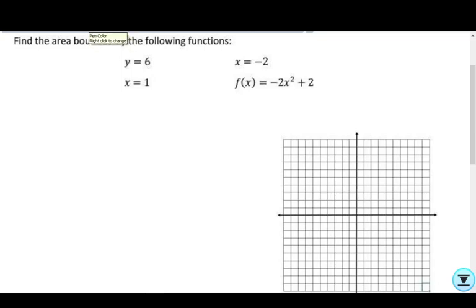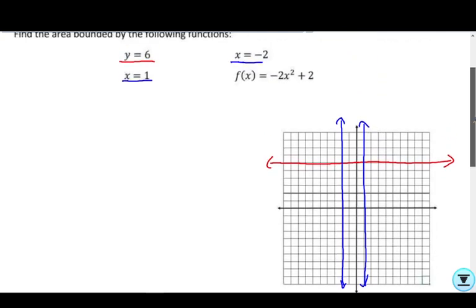One of the things that I tell my kids is draw a picture. It really does help. So y equals 6, so 1, 2, 3, 4, 5, 6. So y equals 6 is this horizontal line. Then we have x equals 1, which is a vertical line here, and x equals -2, which is a vertical line there.